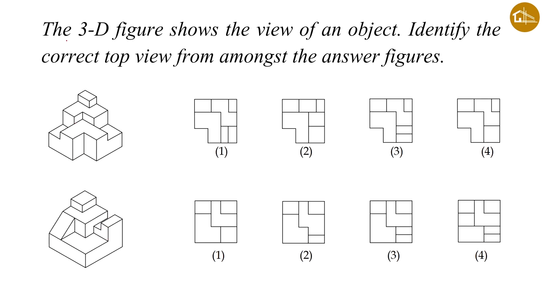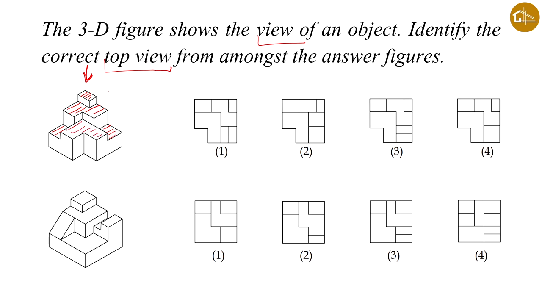In this one, the 3D figure shows the view of an object. Identify the correct top view from amongst the answer figures. So we have been given the view of an object, we have to find the top view. To find the top view, we have to see from the top. When you see from the top, only the horizontal faces will be visible. So this one, this one, this one, this one, and this one.